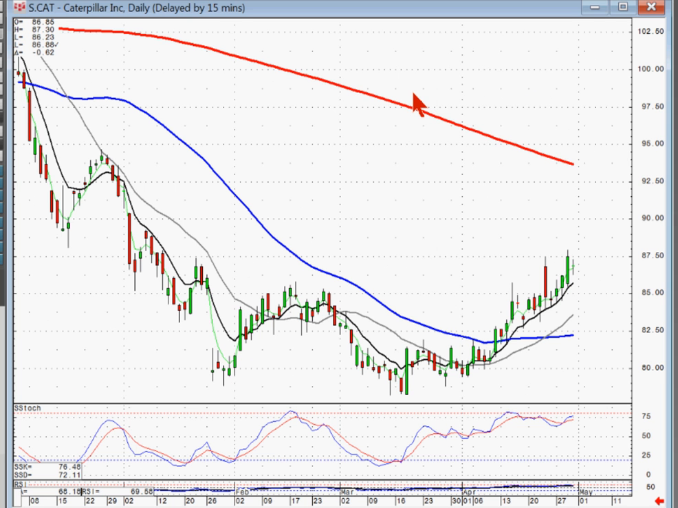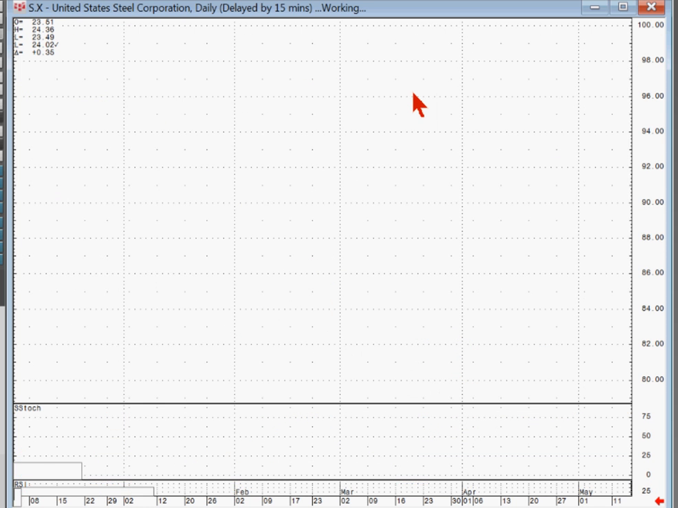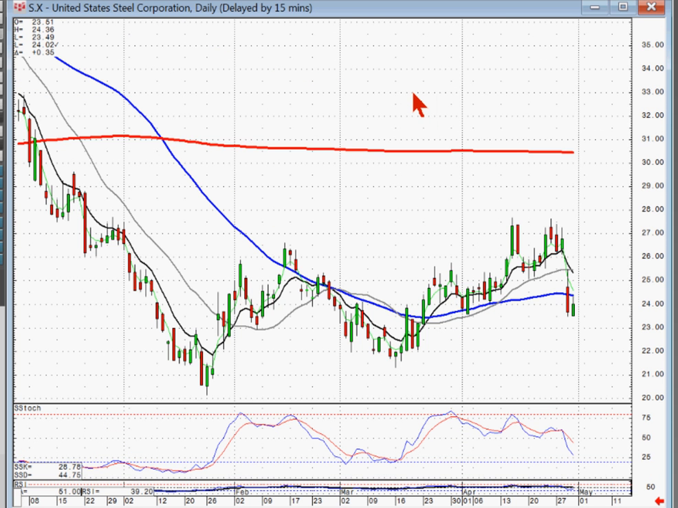Caterpillar, that's got a nice fry pan bottom and it's staying up. It doesn't have a great magnitude of movement to it as far as profitability, but it is in an uptrend. And U.S. Steel with the kicker type signal the other day. Today when they brought it up, they failed at the 50. You could still be shorting this one on weakness tomorrow.